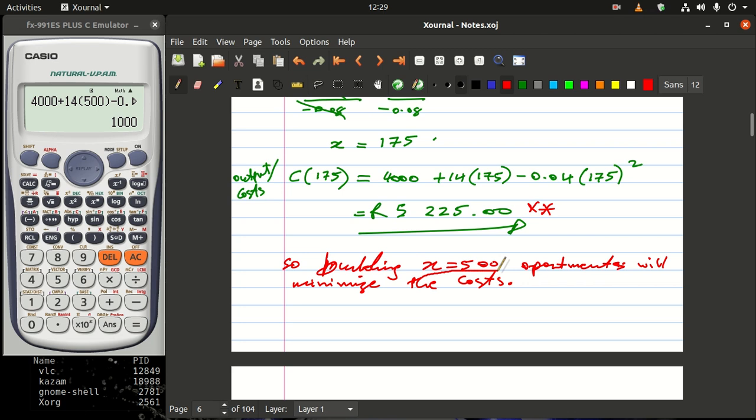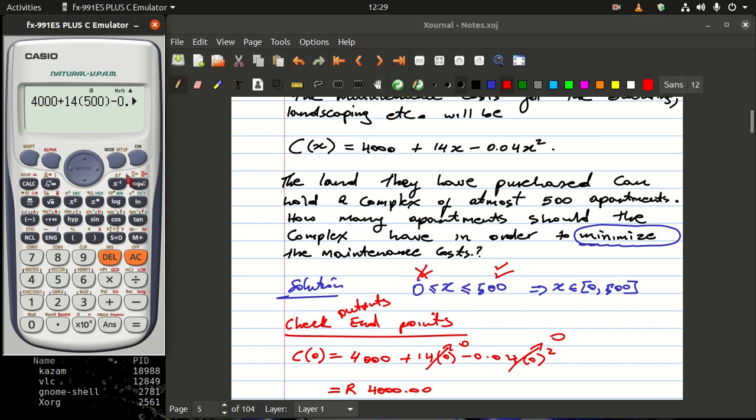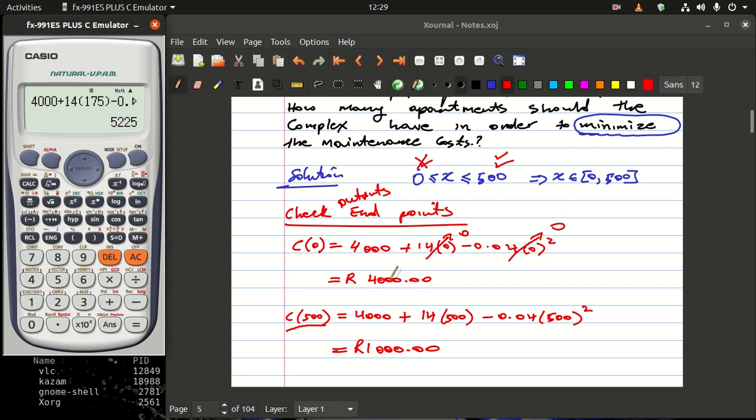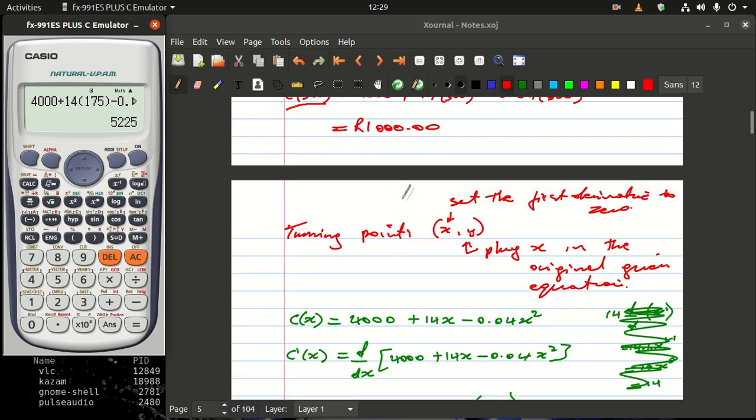So that is what we are looking for, because 175 is actually not helping anyone here. When you plug in 175 here, and 0.04, and then 175 here as well, in that particular case you find out that this number is more than 4000, and it's also more than 1000. So we cannot use that. We want to minimize the cost, so just build as many apartments as possible.